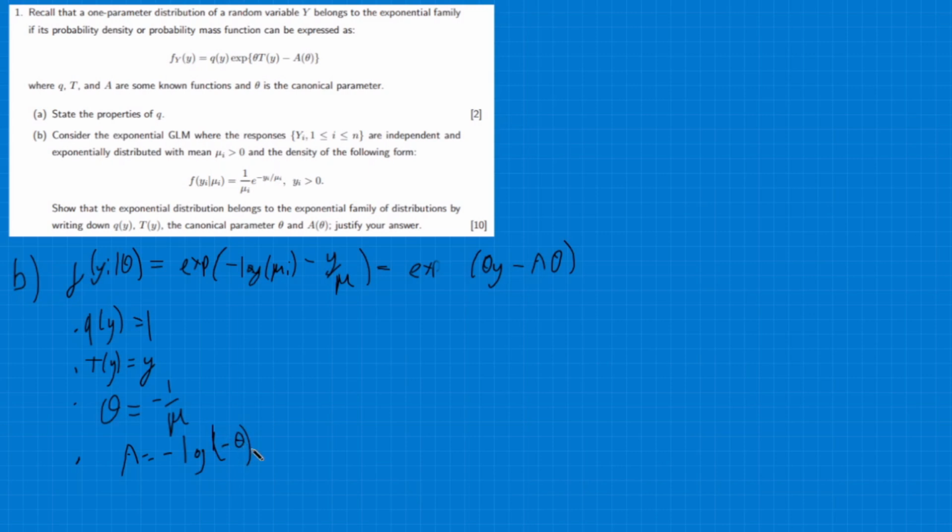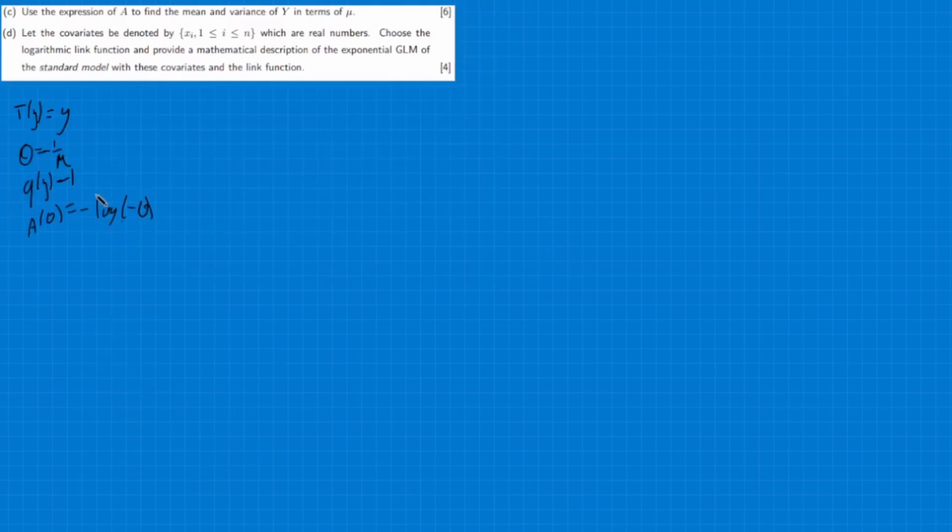We'll move on to question C now. For C it says use the expression of A to find the mean and the variance of y in terms of mu. So for C, we know that the expected value of y, the mean, equals the derivative of this a function, and the variance of y equals the second derivative of this function.